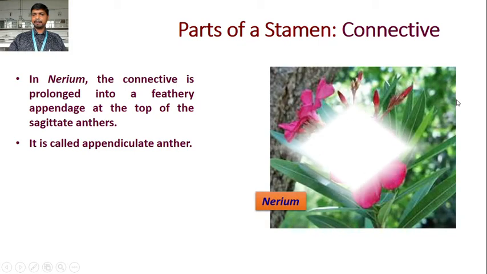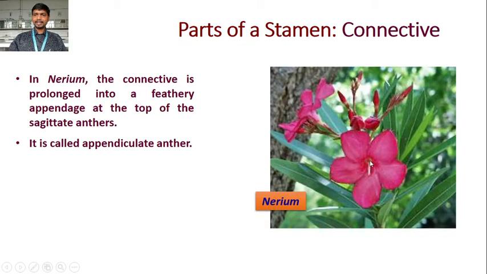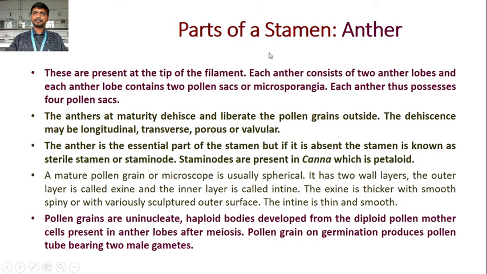So this is the Nerium flower, where we can see the appendiculate anther, where the connective is prolonged into a feathery appendage at the top of the sagittate anther. For example, Nerium.